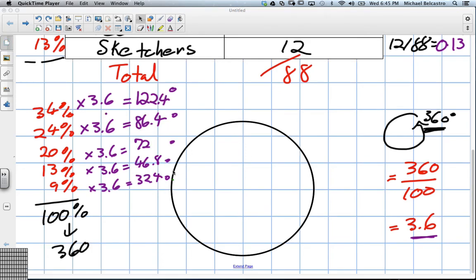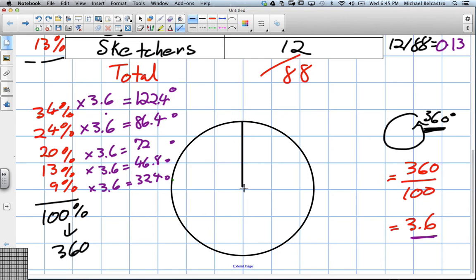Okay, so we quickly wrote out all of our degrees here. So this is going to be our starting line, kind of like 12 o'clock on a clock. This will be our starting line. We're going to need a protractor from there.